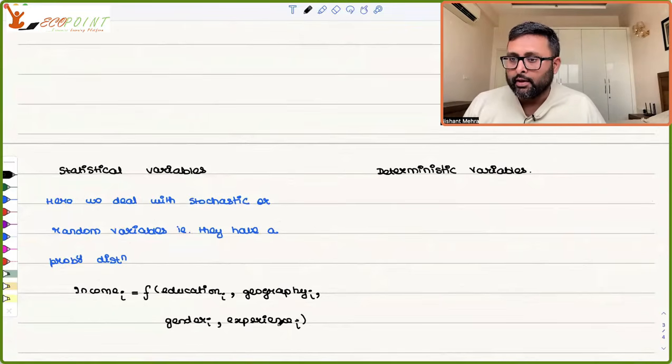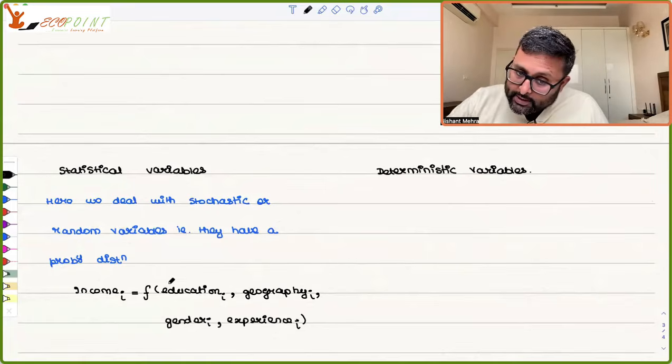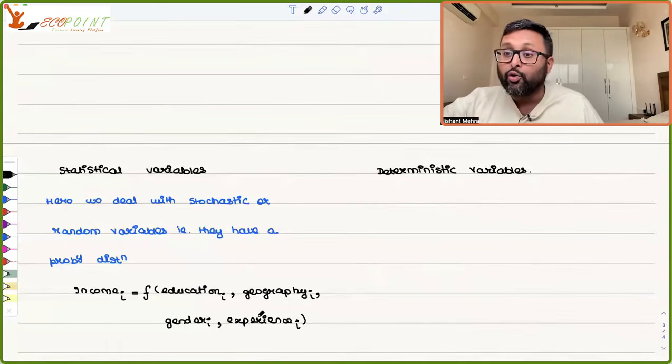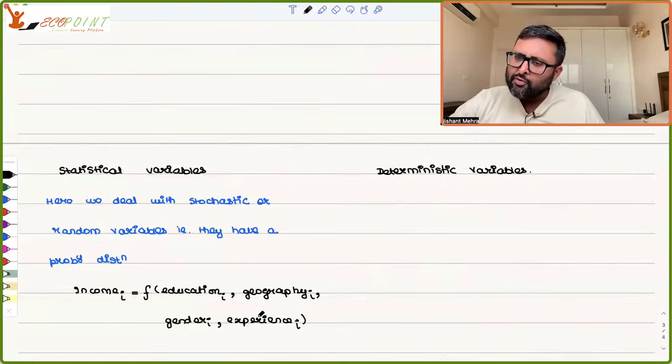Now you tell me, if we know the education of the person, where he's coming from, his gender, his experience, and other things also, can you predict with certainty what the income of an individual is going to be? You run the model, you will get some value here, but that value may or may not be equal to the actual income. You with me? That is what statistical in nature is.